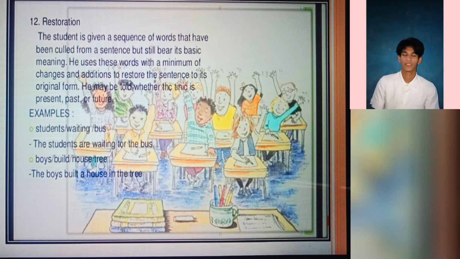Restoration. The student is given a sequence of words that have been culled from a sentence but still bear its basic meaning. He uses these words with a minimum of changes and additions to restore the sentence to its original form. Examples. Student waiting bus. The students are waiting for the bus. Boys build tree. The boys build a house in the tree.